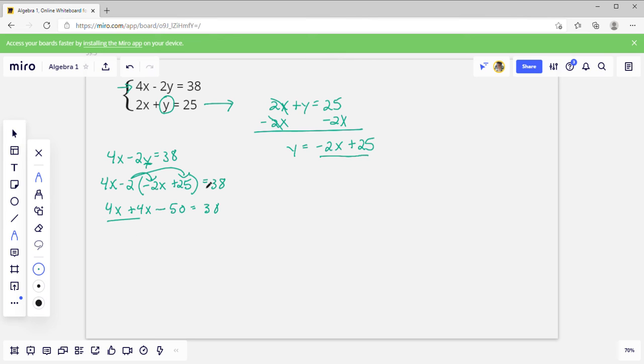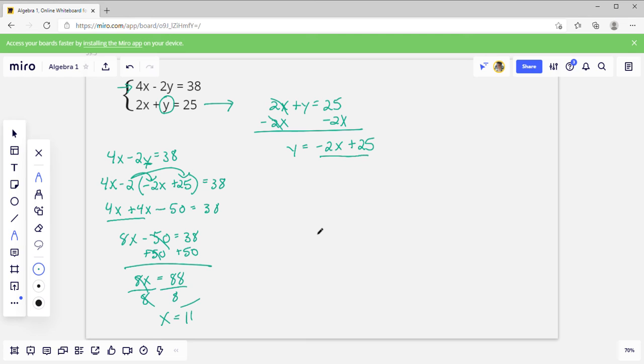Now I'm going to put my x's together. I'm going to get 8x minus 50 equals 38. Now I'm going to add 50. X equals 88 divided by 8. X equals 11.